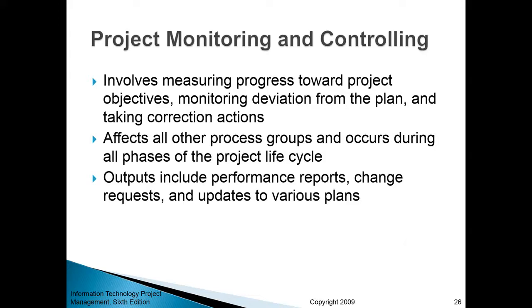Project monitoring and controlling is another important phase. It involves measuring progress towards project objectives, monitoring deviations from the plan, and also taking corrective actions if there are some undesirable deviations. It affects all process groups and occurs during all phases of the project lifecycle, something that we mentioned before. Outputs of controlling and monitoring include performance reports, change requests if something needs to be changed in original plans, and also updates to various plans.